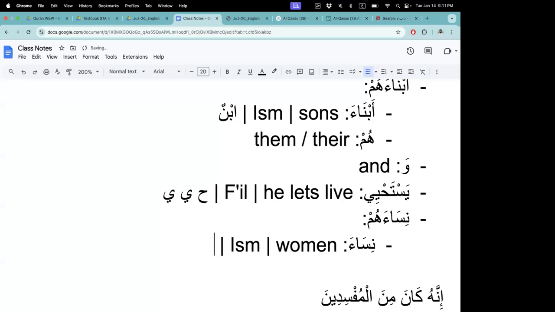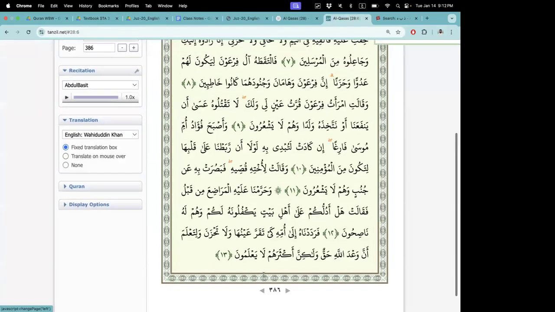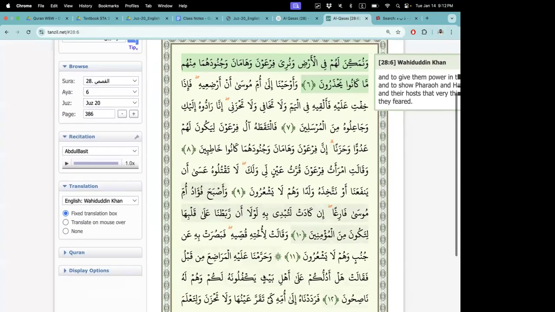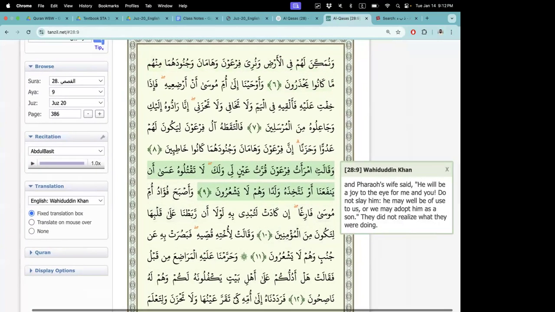The singular here is mar'a, mar'atun. Yes, I put the sukun, the long phrase. Mar'atun. Or another one is imra'atun. Imra'atun. Okay, imra'atun. I will show you quickly something, jumping ahead, one example of this, so that you can kind of correlate the two. You look at this.